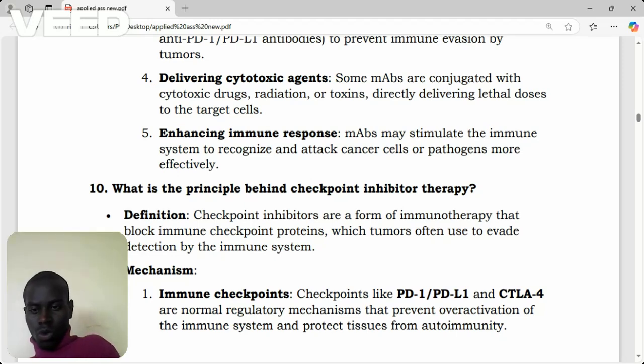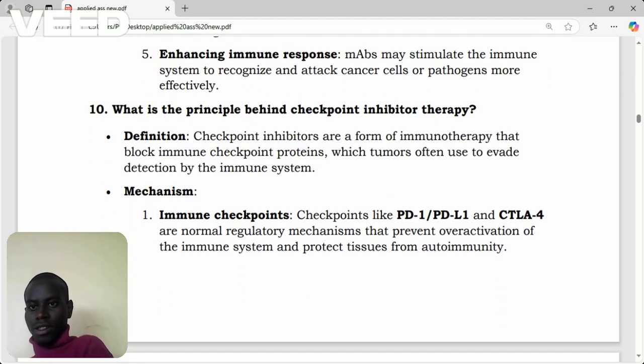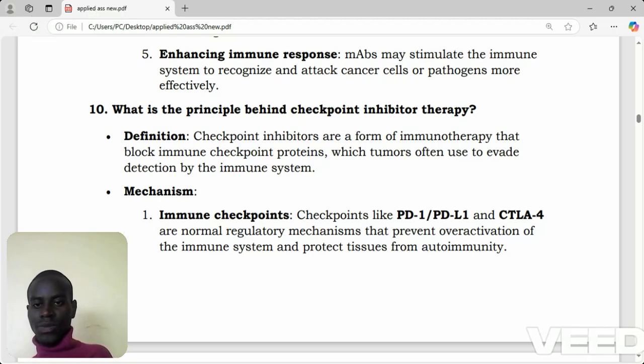The last question, or the 10th one, asks: what is the principle behind checkpoint inhibitor therapy? As we have seen in the previous question, we have seen what a checkpoint means. But here, we are going to share some understanding about checkpoint inhibitors. By definition, checkpoint inhibitors are a form of immunotherapy that block immune checkpoint proteins, which tumors often use to evade detection by the immune system.